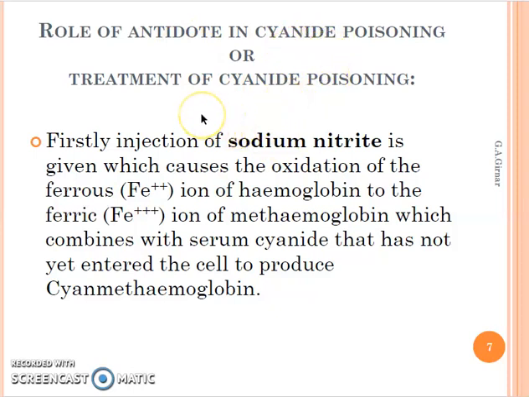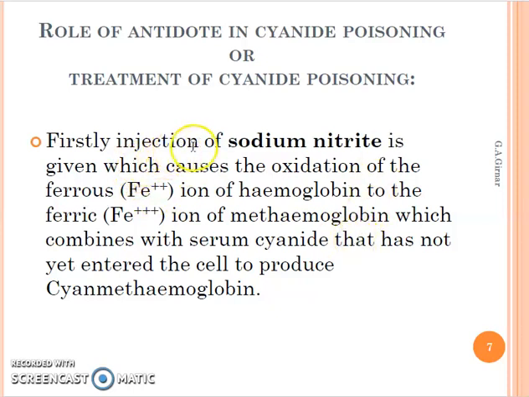So after cyanide poisoning, firstly the injection of sodium nitrate is given. We have just discussed sodium nitrate in the case of physiological antidotes. As we all know now, physiological antidotes are those which produce another effect, meaning they are not directly reacting with the poison. So now we will see how it acts.